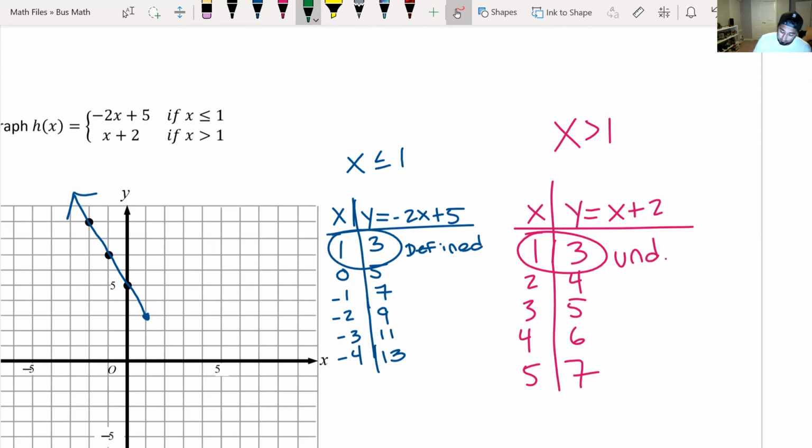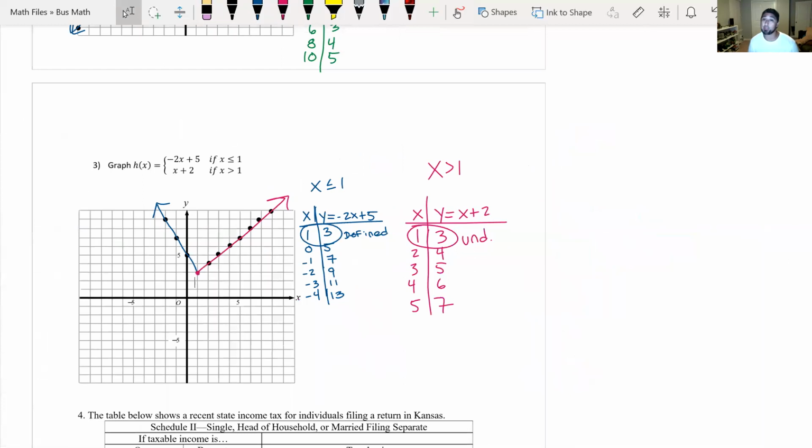So when I graph this, it will still be a closed circle. And then we graph the rest. 2, 4, 3.5, 4.6, and then 5.7, and up and up and up. And there we go. So that is the easiest way to graph a piecewise function. Make an XY chart, follow your restrictions.